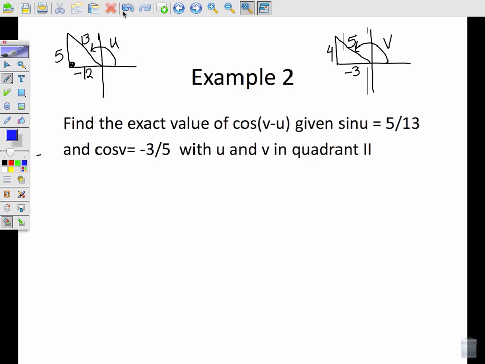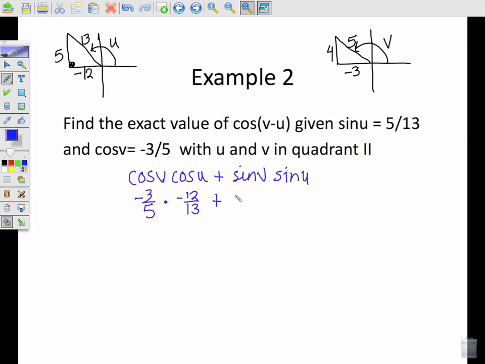All right, so here's what we would do. We are going to expand out. So you've got cosine of v, cosine of u, plus sine of v, sine of u. And we're going to substitute. So cosine of v is negative 3/5 times cosine of u is negative 12/13 plus sine of v is 4/5. I'm going up to my triangles, and I'm doing the sine of v. And now sine of u, I'm going up to my triangle, and that's 5/13.